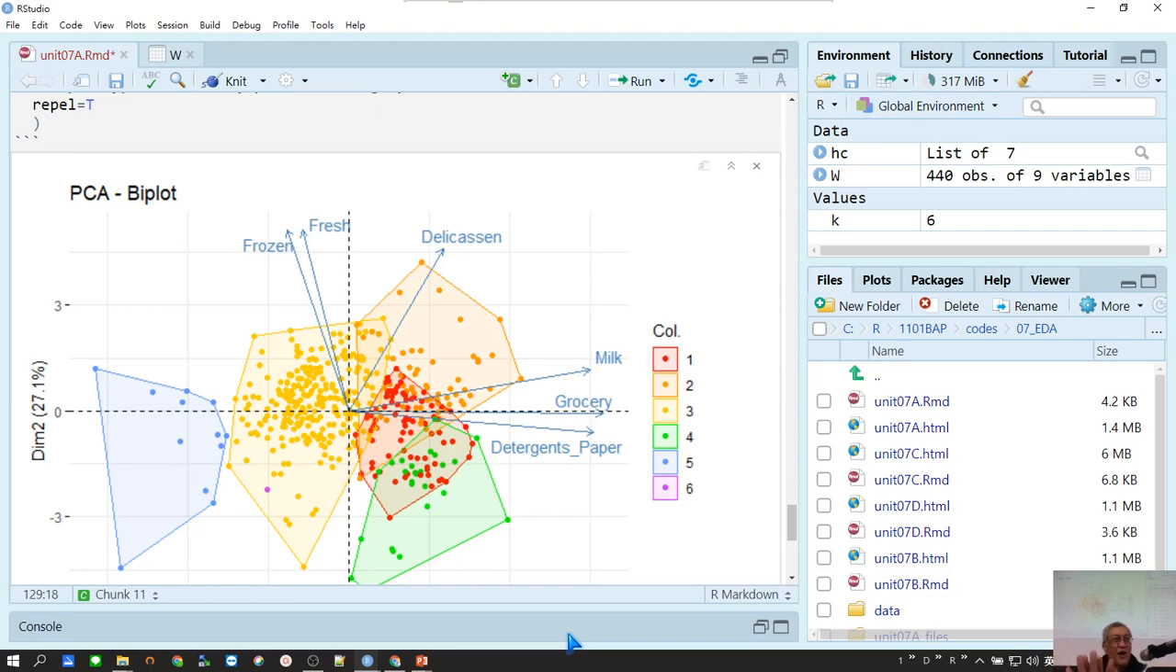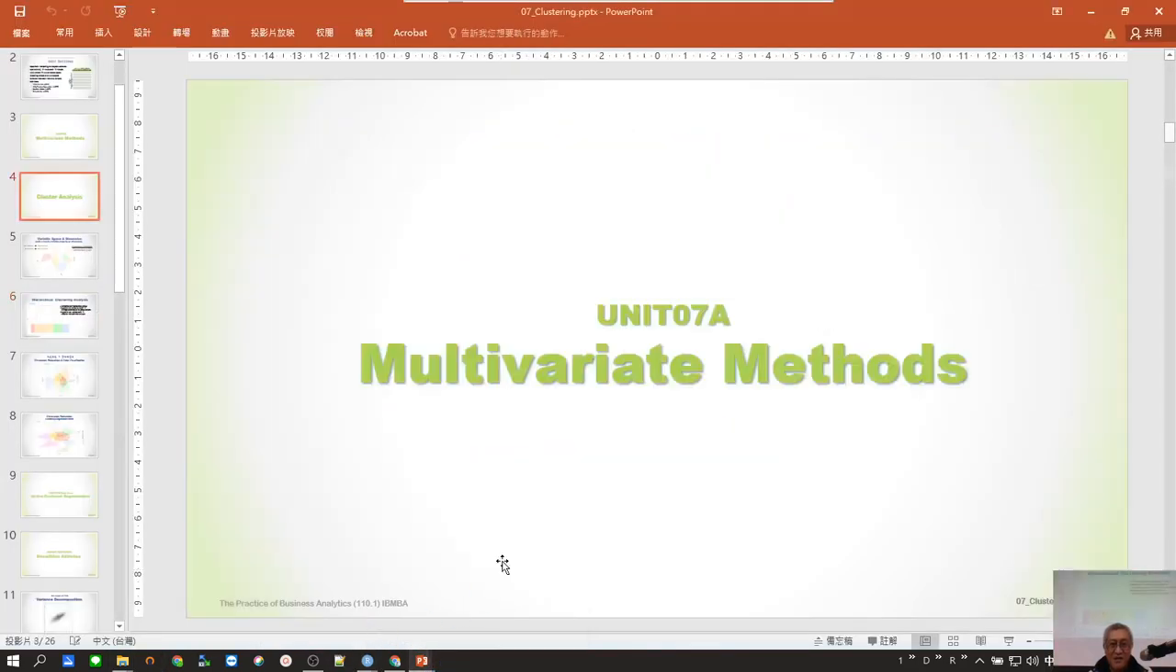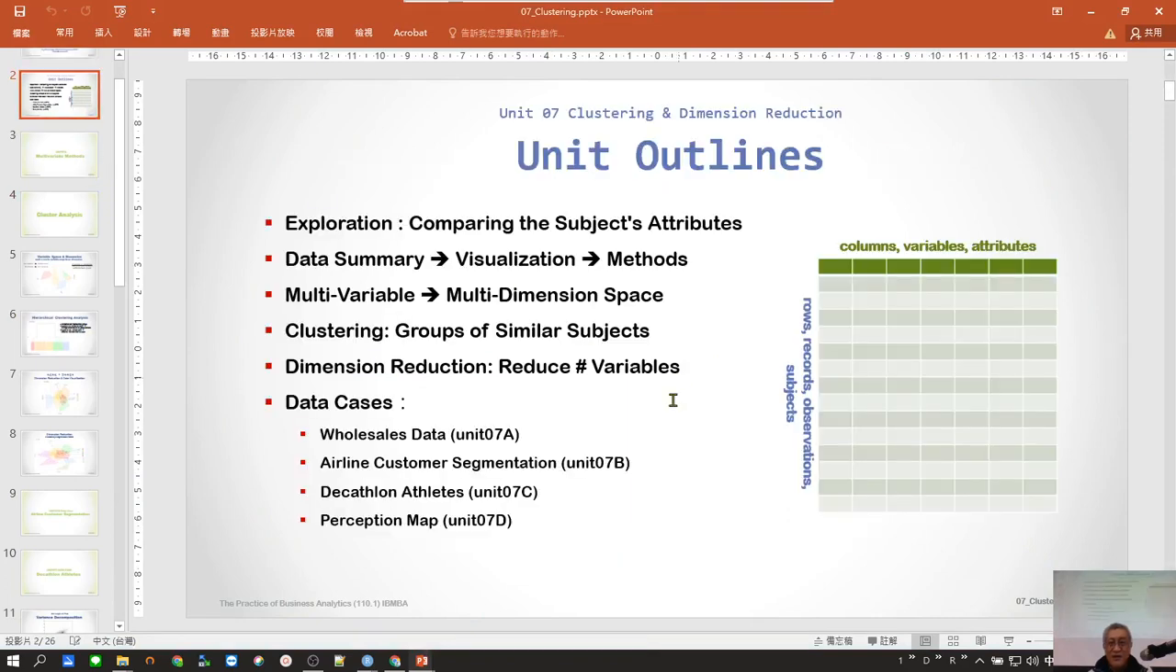That's why clustering and dimension reduction usually were used together. Okay, and their purpose is to help you to find the hidden relationship between the variable and between the subjects. Okay, so this is important, so I say it again, right? The reason that you are using clustering and dimension reduction is try to find out the hidden grouping, right?